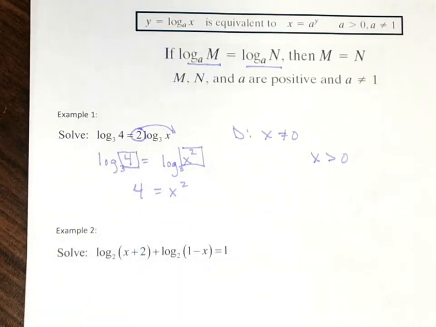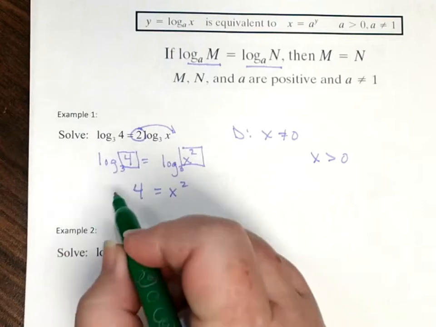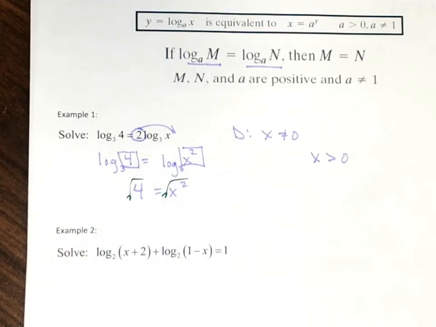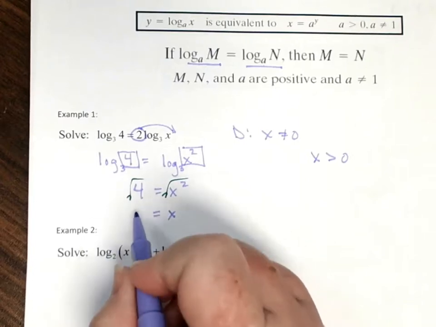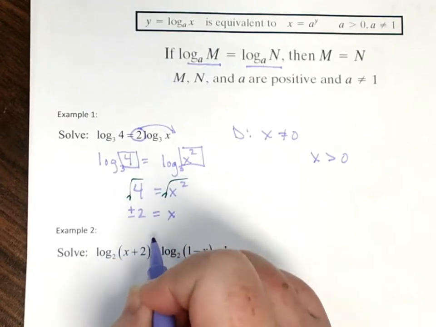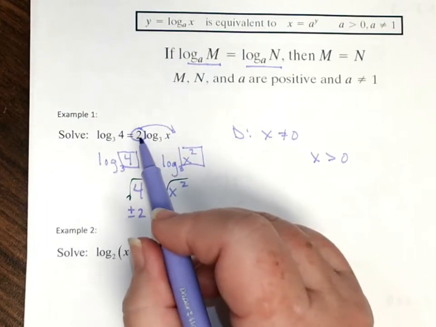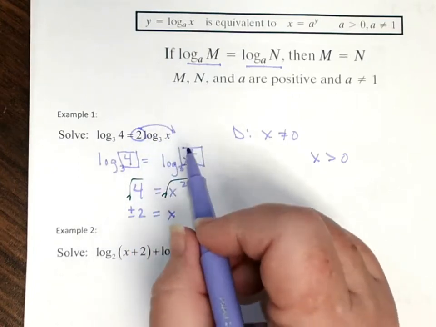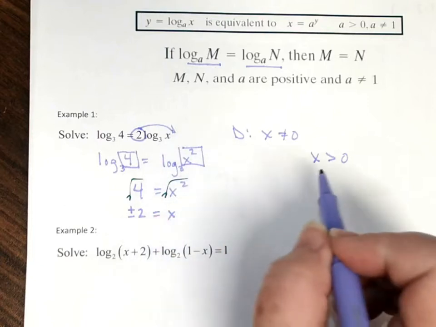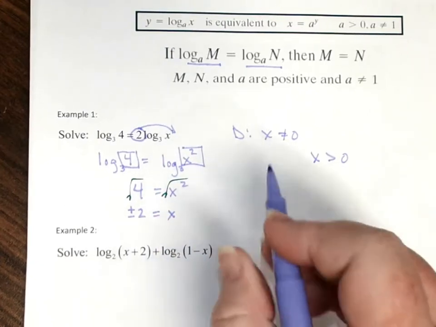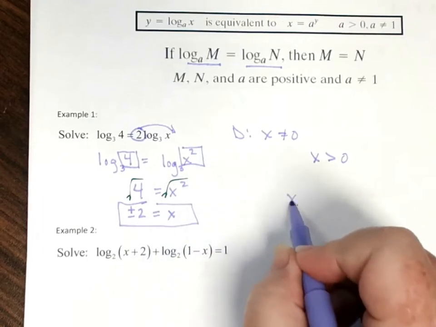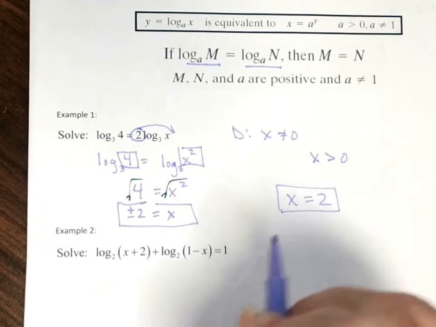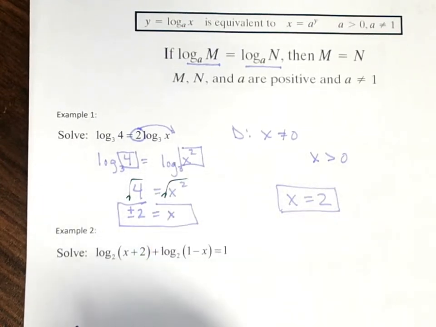Let's take the square root of both sides. We've got the square root of 4 and the square root of x squared. The square root of x squared equals x, but the square root of 4 is plus or minus 2. Now understand that if I type in 2 log base 3 of negative 2, we're going to have a problem. So I'm going to state right here that x equals 2 is the only answer that can make this a true statement.